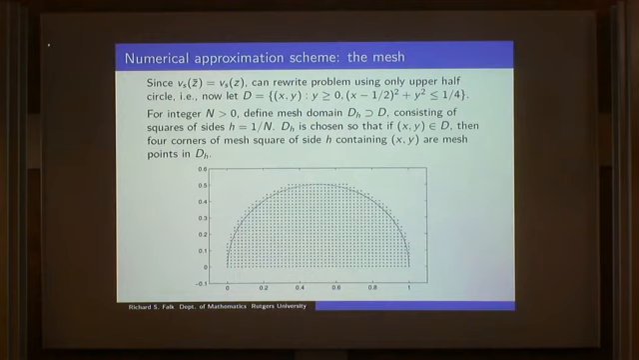So what do I do? Well, the first thing I say is, if I take z bar, it's the same thing as z, so I can only work in the upper half plane. So I have a semicircle, and I just do something very simple. I just take a mesh of squares of side h, and I cover my domain. In this problem, there's no boundary conditions or anything. So I cover it with that, and I get a mesh domain.